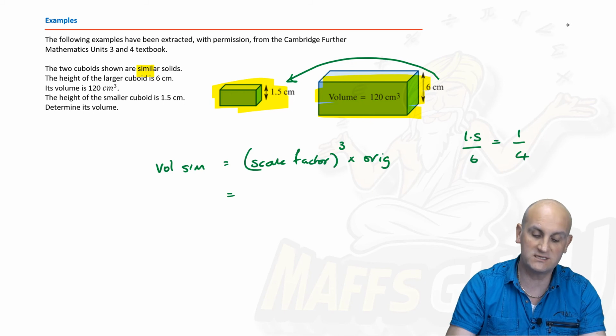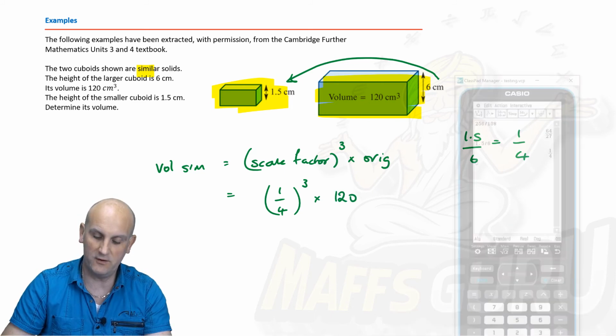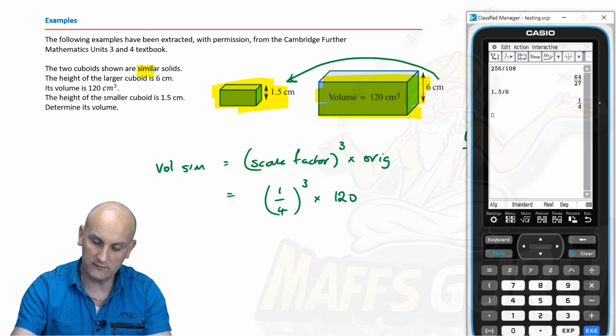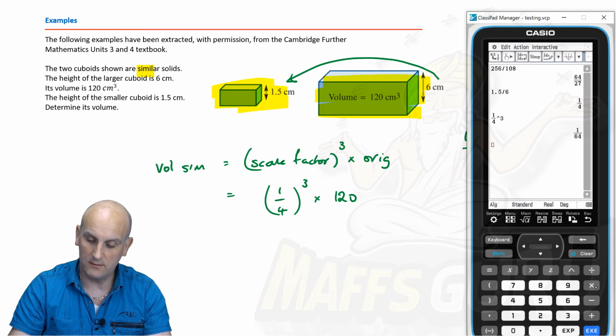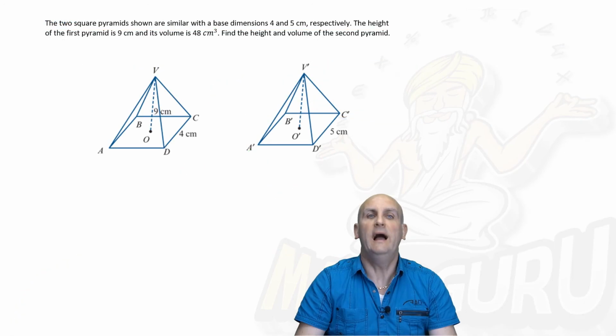So my volume of my smaller shape is the scale factor of enlargement, which is 1/4 cubed times my original value of 120. Fire up my calculator. So we're going to take 1/4, and we're going to cube it. And I'm going to multiply that by 120. And it's going to give me a value that I don't want as a fraction anymore. So it's going to give me 1.875 centimeters cubed.